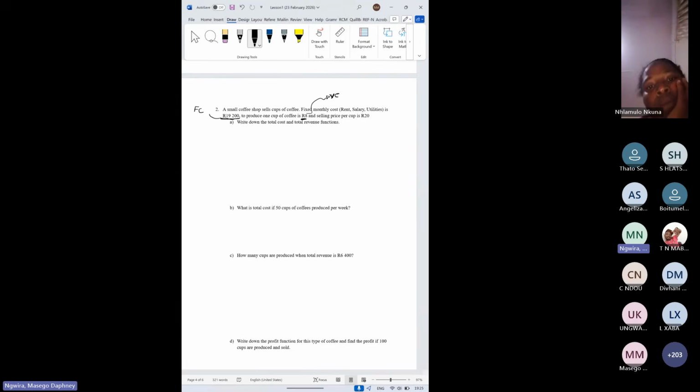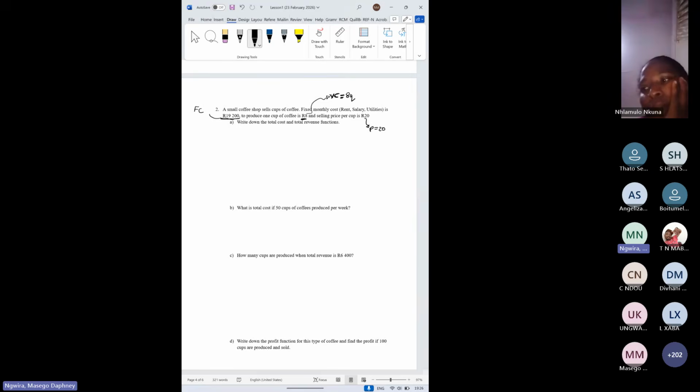So this is VC, variable cost. We know that production is a variable cost, so this will be 8Q. There's always a Q there. And then we have a price per cup. So price per cup from our notes, I think we call it P, ne? So our P is 20. All right. So they're saying write down the total cost and the total revenue function.